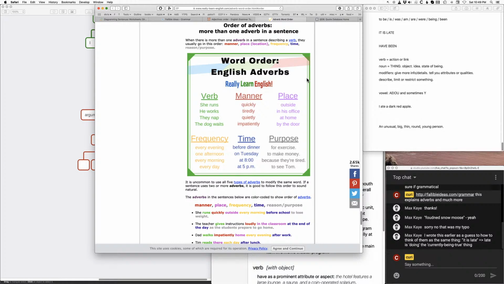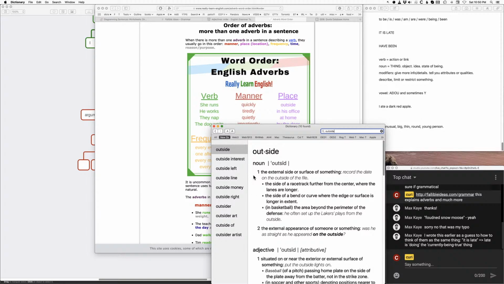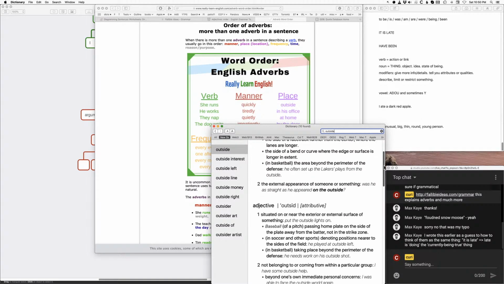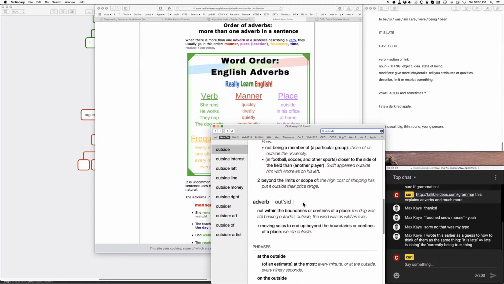It is outside, so that would be like... Okay, so I guess it would be the "is", but I'm not sure why. In "it is", a lot of words have more than one role. So when you say "it is outside", you're not using it as an adverb. If you look up "outside", it's a noun, an adjective, a preposition, and an adverb. So it can be four different parts of speech.